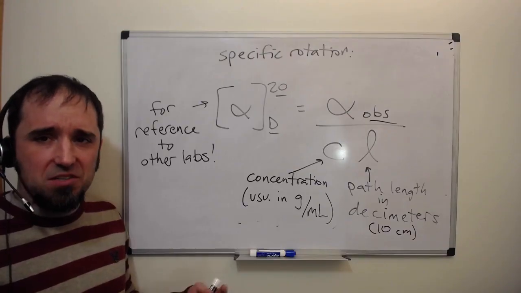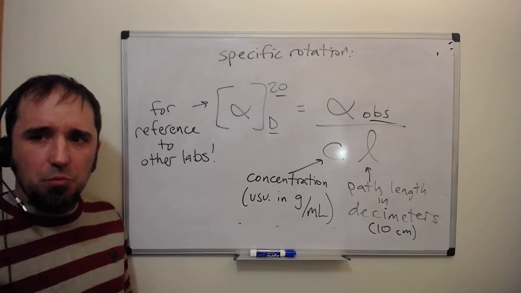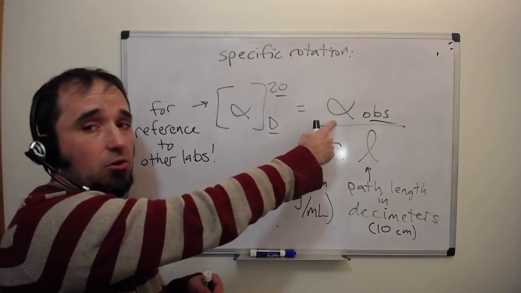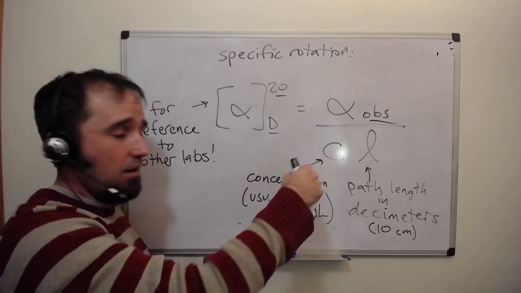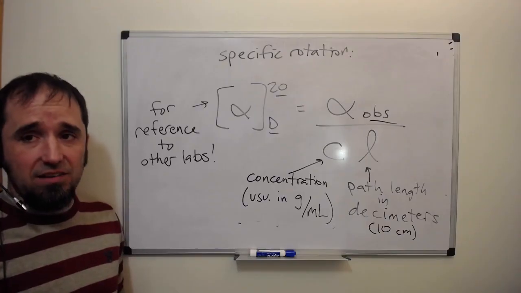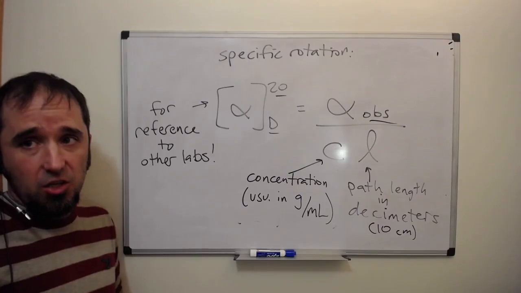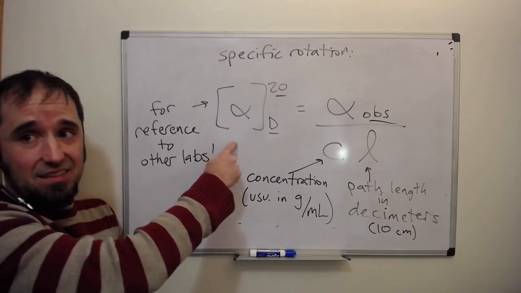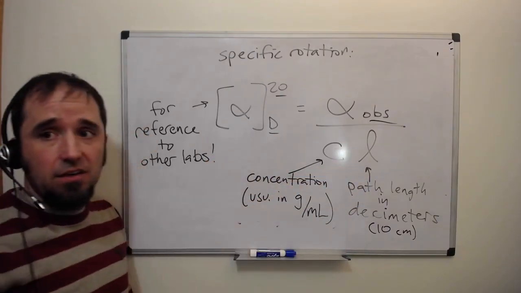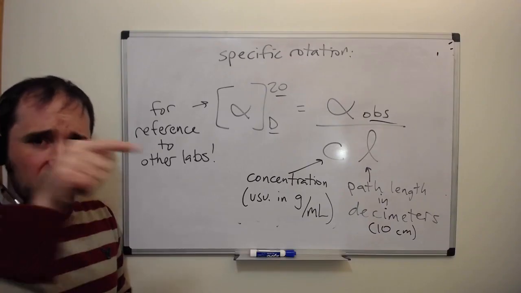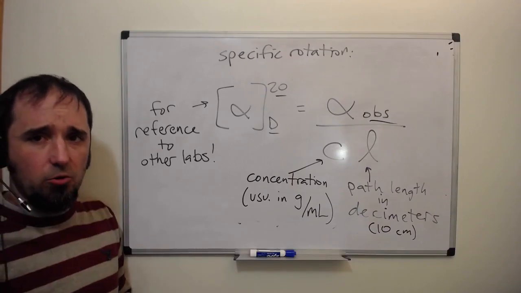So your lab exercise this week will be to essentially prove to yourself that the observed rotation is proportional to concentration and path length. Right? So if you rearrange this equation, your observed rotation should equal some constant times concentration and the path length. The path length is, again, what the light is going through, how far the light is going through it.